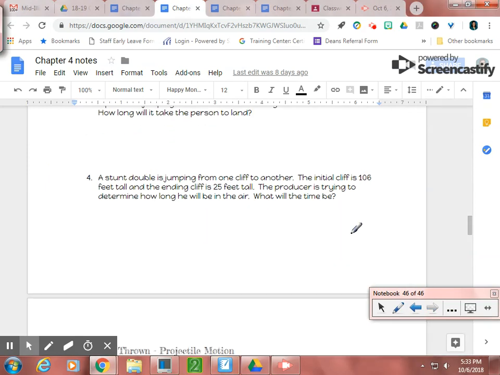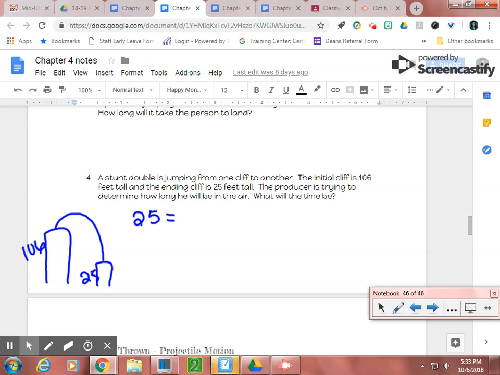A stunt double is jumping from one cliff to another. The initial cliff is 106, and he's ending on one that's 25. So you're going from here to here. The producer is trying to determine how long he will be in the air. What will the time be? So 25 is our end. Then we have negative 16t squared plus 106.